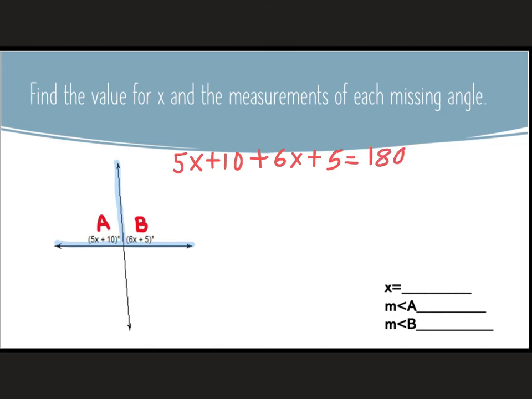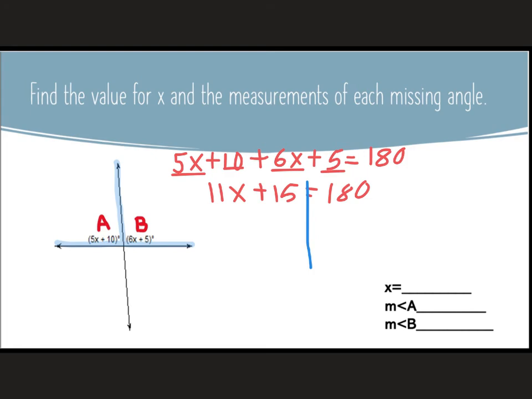Now this is just an equation we can solve. Before you can start to actually solve for x, you have to combine like terms. So we have 5x and 6x, add those together, you get 11x, and then 10 and 5 added together is 15. Remember, you cannot just combine 11x and 15 there. They are not like terms, okay? 11x has an x with it, and 15 is just a constant, okay? So that number needs to stay solo. All right, we have 11x plus 15 equals 180.